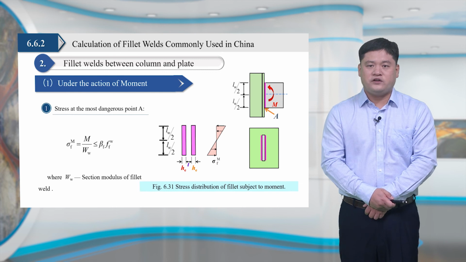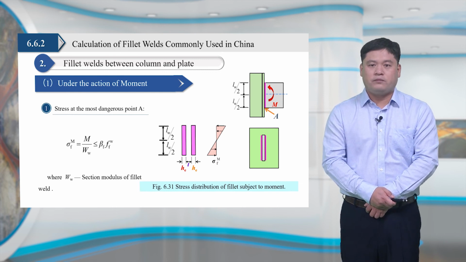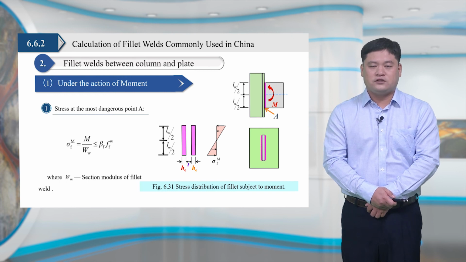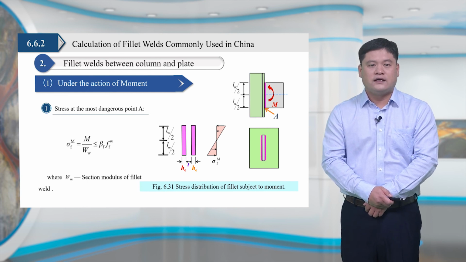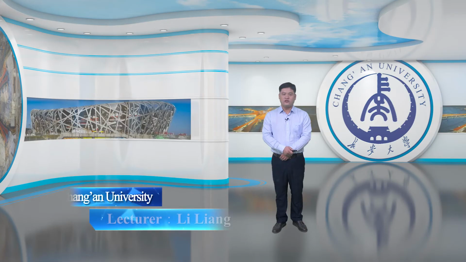In practical engineering, the connection between the steel plate and the steel column needs to bear bending moment. Under the action of moment, the stress on the effective area of fillet weld is triangular, and the maximum stress is equal to the ratio of moment to section modulus. When the maximum stress is less than the product of beta f and the strength design value of fillet weld, the weld is safe. That's all for this lesson.